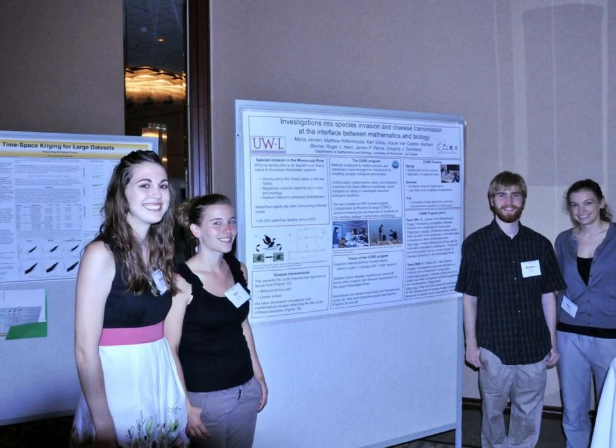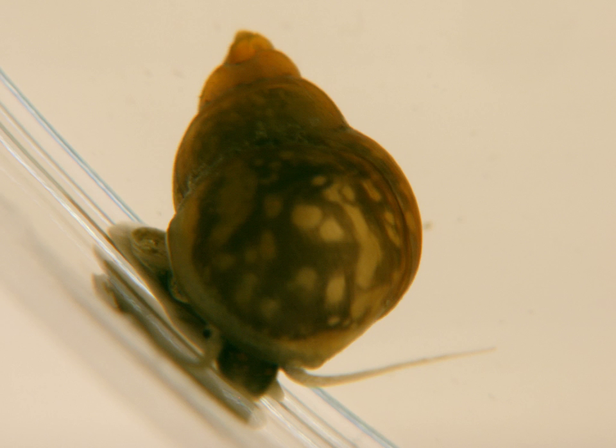Now let's take a closer look. Bithynia tentaculata is an invasive snail that is native to Europe. It has been in the Great Lakes since the 1800s, but recently, around 2002, has been introduced into the upper Mississippi River.